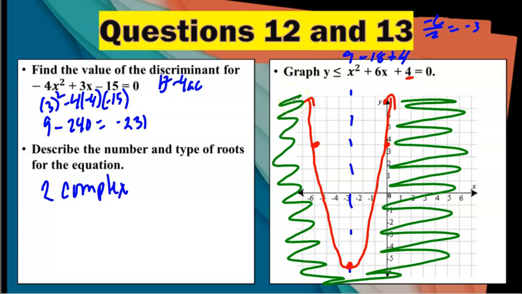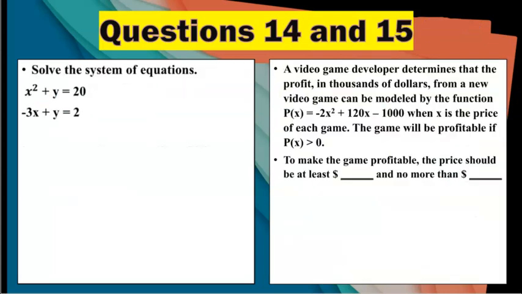And our last question: solve this system of equations. So you can either use substitution, elimination. You could possibly also graph it as well. I'm going to use elimination. And to do that, I'm going to multiply this bottom one by a -1. So right now I have x squared plus 0x. I don't have any plain x terms, plus y.